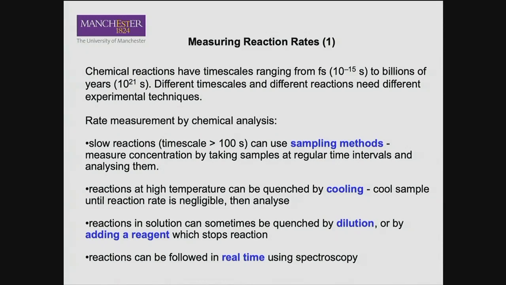Well, let's look at what you might classify as slow reactions, those that take more than 100 seconds for things to change markedly. Then you can use what are called sampling methods. This is just a posh name for saying, I start my reaction, and after a certain amount of time, I'm going to take something out, and I'm going to do something with it to measure how much of my reactant or product I've got. In that sense, it's called a discontinuous measurement because you just take stuff out and you measure it.